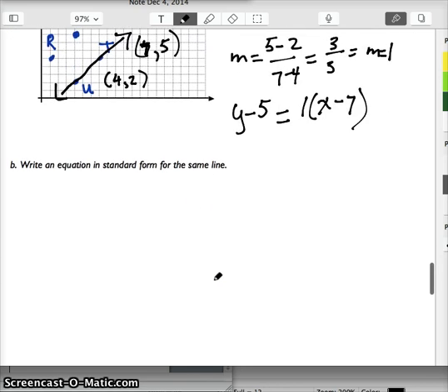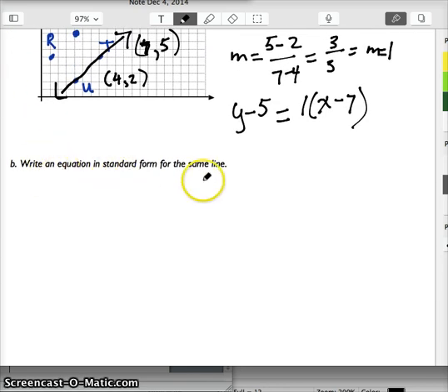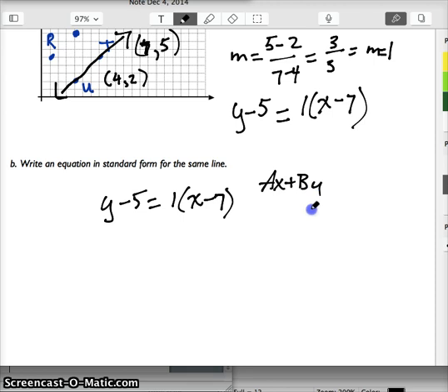This next part of the question says, write an equation in standard form for the same line. So here we have it. We've got y minus 5 is equal to 1 times the quantity of x minus 7. When we want to put something in standard form, we remind ourselves what standard form is. Ax plus by is equal to c, where a, b, and c are all integers. We're going to move everything over to the one side in terms of the x and y term, and the constants will remain on the right. So I've got y minus 5 is equal to, let's distribute the 1, x minus 7. The x needs to move. I'm going to subtract x from both sides.